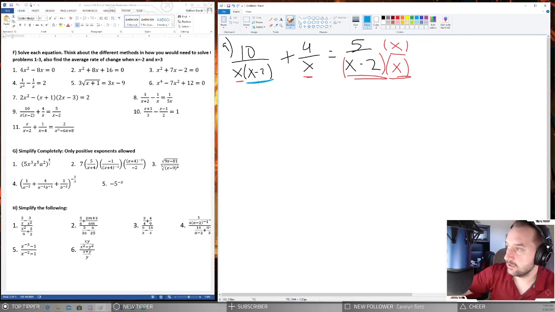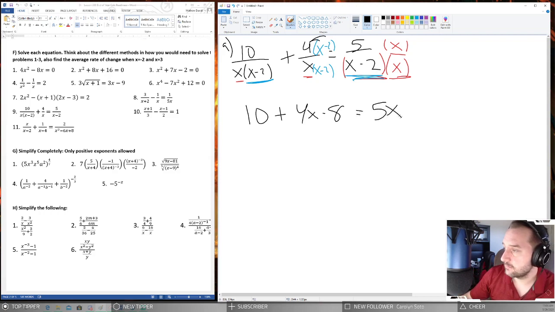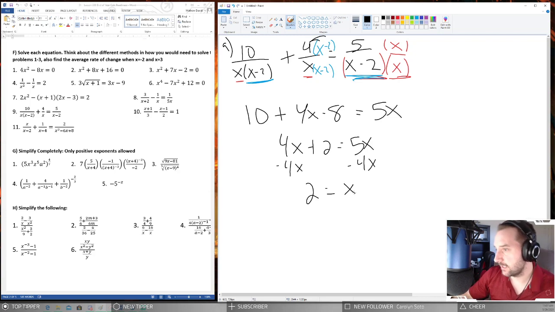This has an x minus 2. This one doesn't. And this one has an x minus 2. So now the denominators are the same on everyone. Like I said, they're irrelevant, so we just ignore them. We get 10 plus, distributing the 4, 4x minus 8, equals 5x. Combine like terms. Minus 4x. I get 2 equals x.